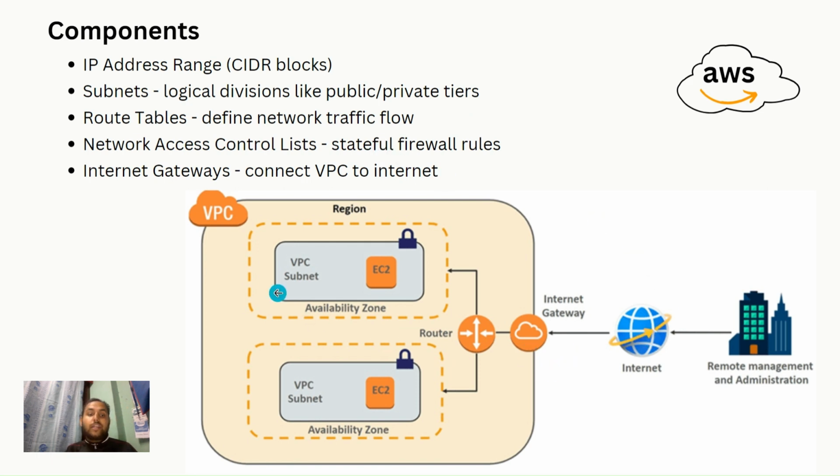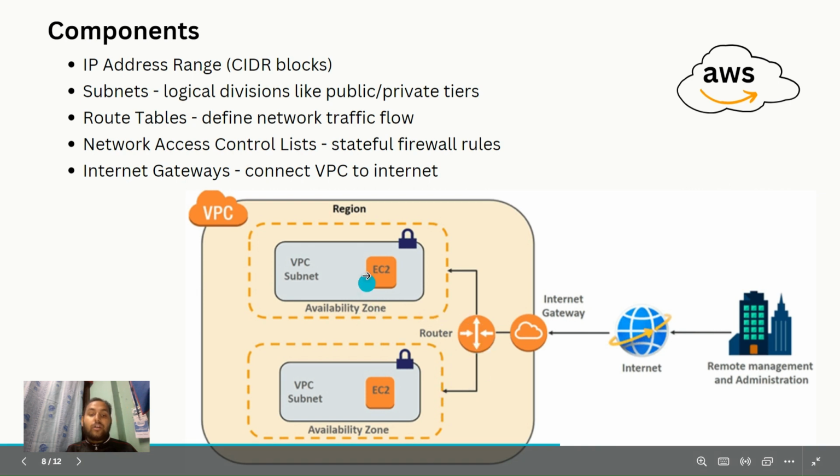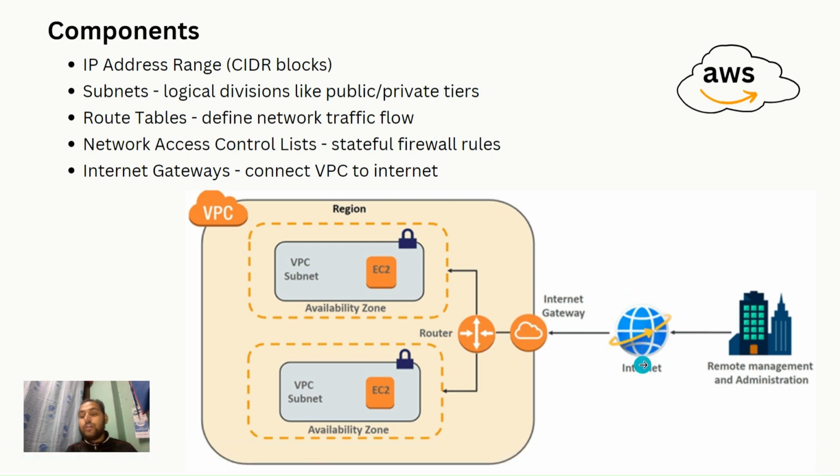In this picture, all the components are explained very clearly: where the VPC subnet lies, and the router is connected to the VPC subnet, and both are connected to the internet gateway, and the internet gateway helps to connect to the internet, and remote management and administration can connect and manage all these things with the help of the internet.